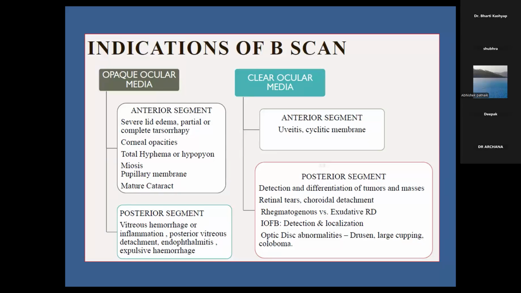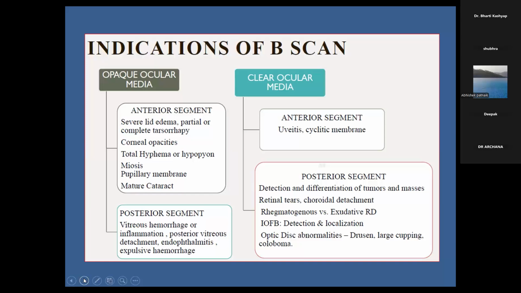So whenever there is opaque ocular media, like in the anterior segment, we have a severe lid edema or partial or complete tarsorrhaphy in a patient. We have severe corneal opacity, total hyphema or hypopyon, pupillary membrane, or a very mature, dense cataract, which does not allow a good fundus view. In posterior segment pathologies, whenever there is a dense vitreous hemorrhage, or inflammation is too high, and we are suspecting any kind of posterior vitreous detachment or endophthalmitis, in those cases, this ultrasonography really helps our conclusion.